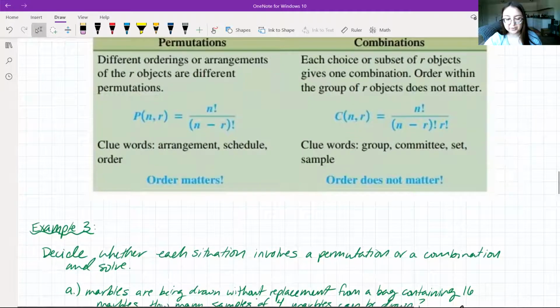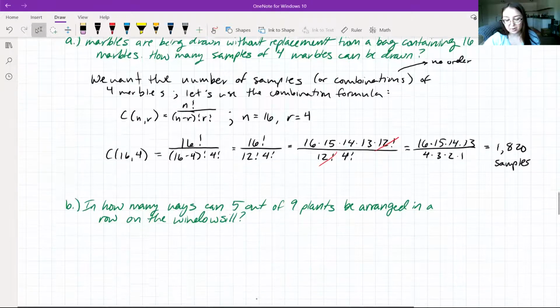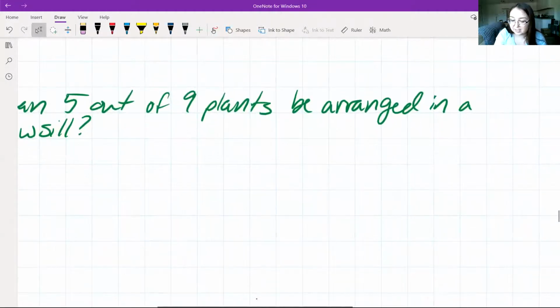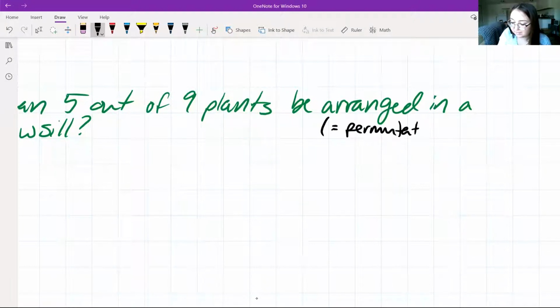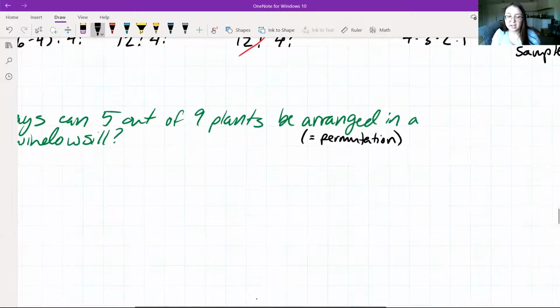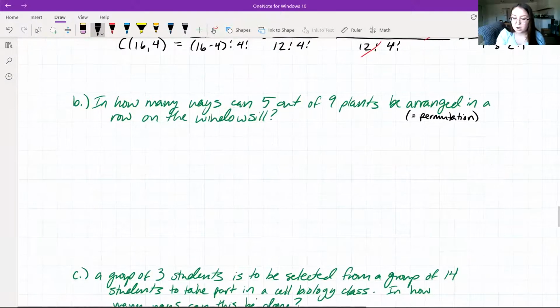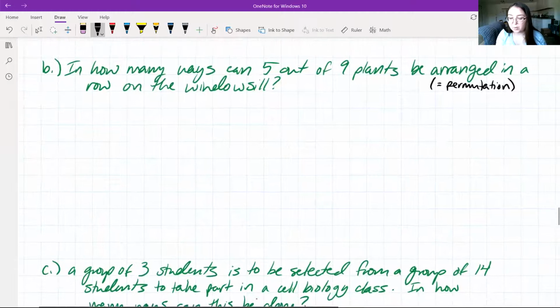Let's look at our clue words for permutation. The first word we see is arrangement. Our question specifically asks how many ways can things be arranged. So this word is going to tell us permutation, just like how the word samples told us combination. All right, so now we know for part B, we're definitely going to be using our permutation equation.